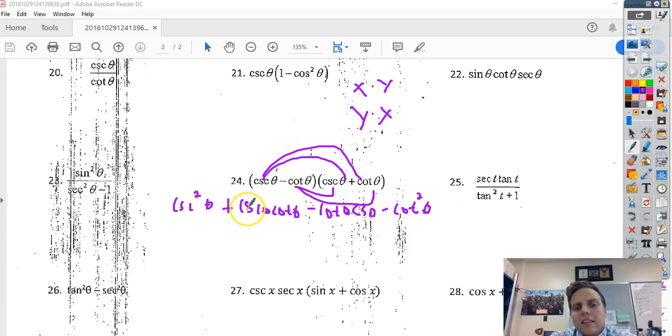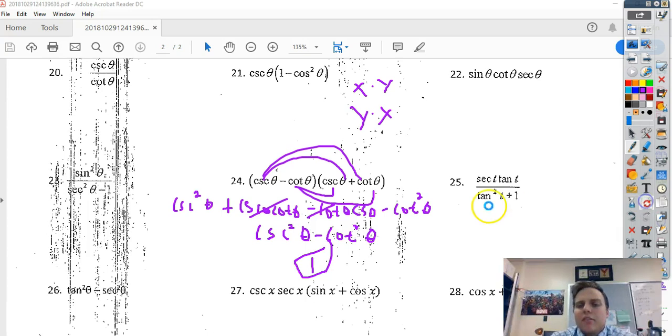So it's kind of like this is saying plus 2 times 3 minus 3 times 2. So that means I could cancel those out. So I'd be left with cosecant squared theta minus cotangent squared theta. And that is one of my identities, and that is simply 1. That's one of my Pythagorean identities.